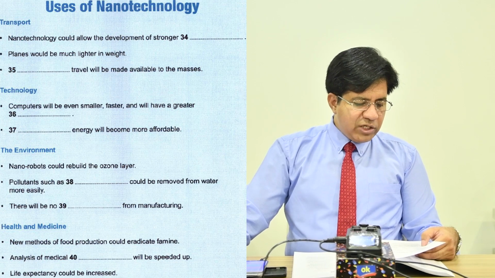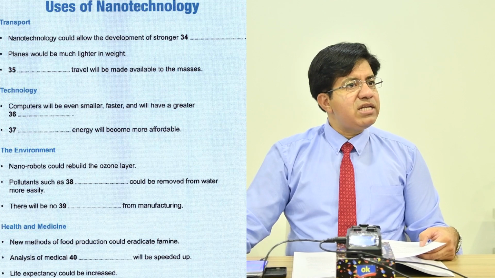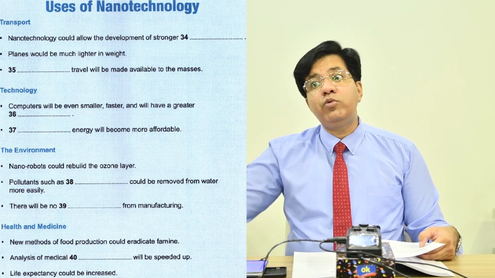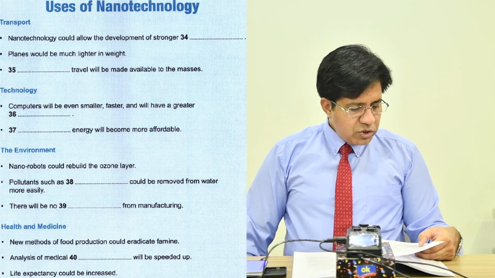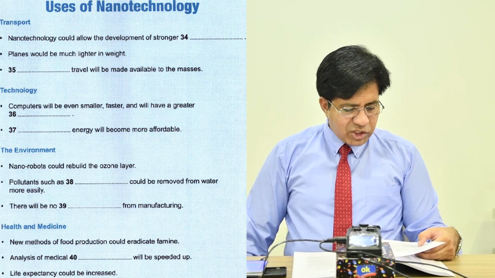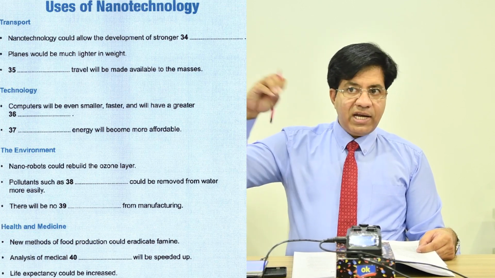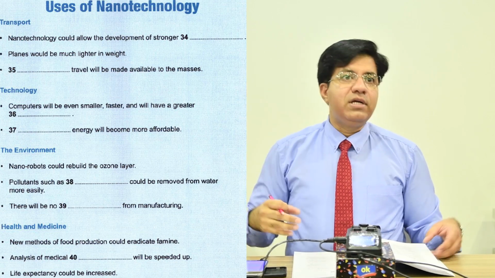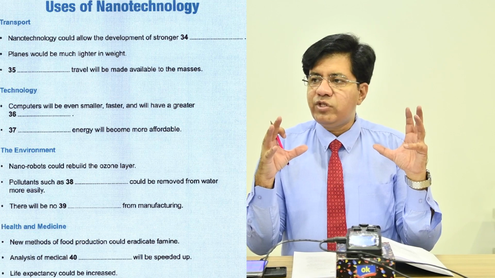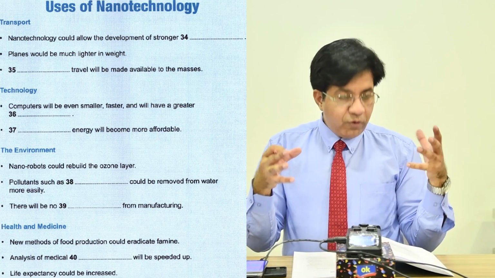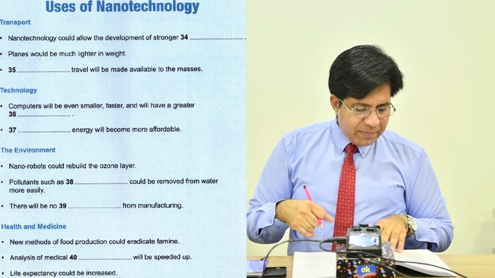For pollutant, they can use the word contaminants. You know contamination? From contamination, there is a word contaminants. Contaminants are pollutants. And what are pollutants? That cause pollution, right? So pollutants such as dash could be removed from water more easily. It means they will filter the water. Now what is it that they will remove from the water? That will be the answer.